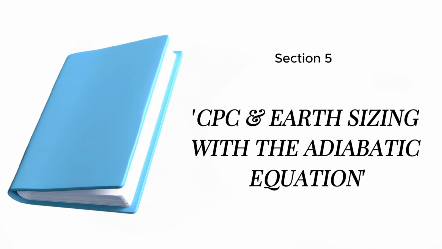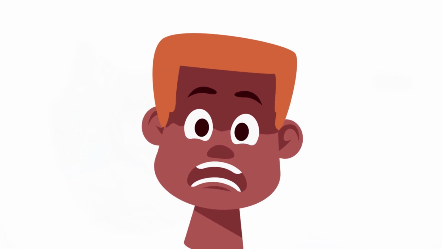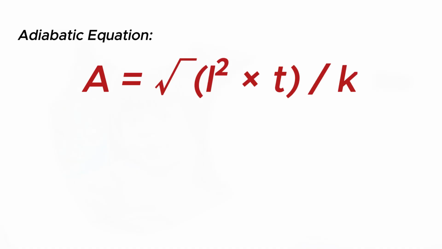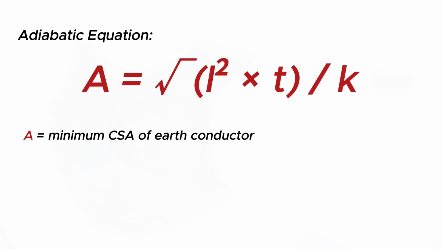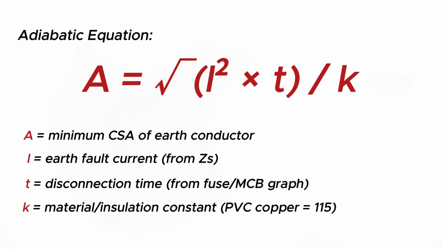Section 5. CPC and earth sizing with the adiabatic equation. And now, the bit everyone fears. Sizing the earth using the adiabatic equation. But honestly, once you understand it, it's one of the simplest formulas you'll ever use. Adiabatic equation: A equals the square root of I squared times T, divided by K, where A equals minimum CSA of earth conductor, I equals earth fault current from Zs, T equals disconnection time from fuse or MCB graph, K equals material or insulation constant. PVC copper equals 115.